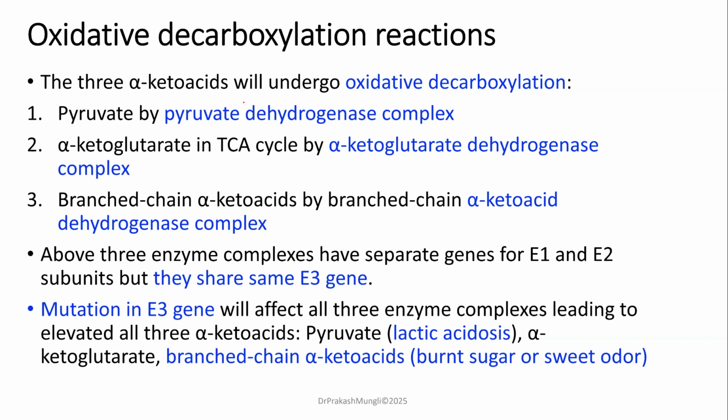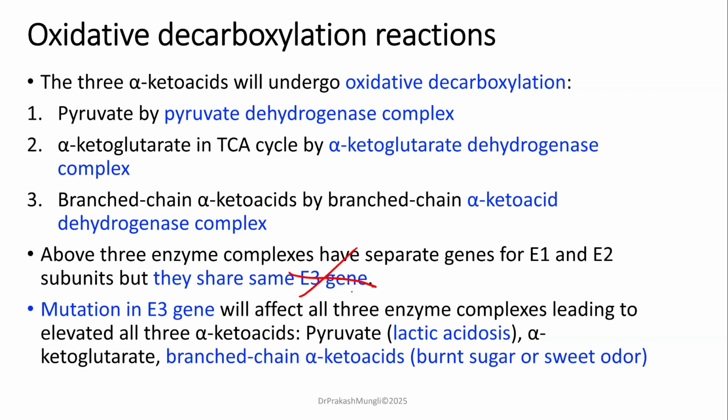What is the purpose? What is the application? Why is it so important? As I have written here, the above three enzyme complexes have separate genes for the E1 and E2 subunits, but they share the same E3 gene. What I'm going to do now is mutate this E3 gene. Imagine that the E3 gene is mutated. What happens to these three enzymes? All of them are down, because the protein subunit is shared by all three of them.